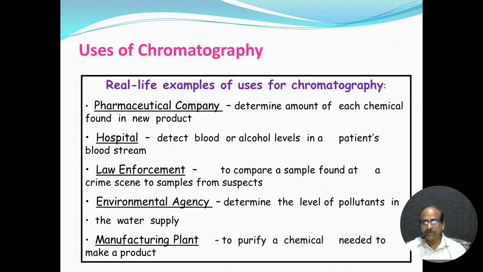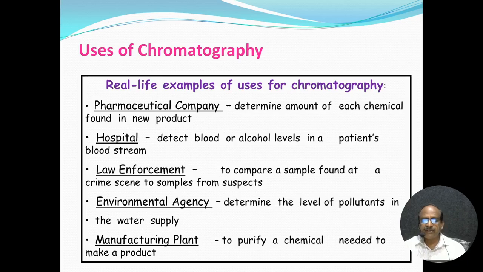Environmental agency means determining the level of pollutants in the water supply. We take the municipal water supply, the bore water and the agriculture water supply, whatever it may be. We have to determine how much pollutant level is present in that particular water supply. We also use chromatography for a lot of determinations.